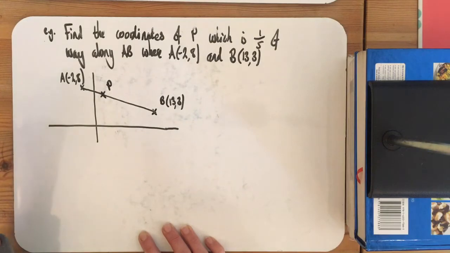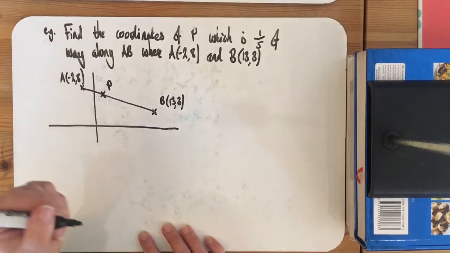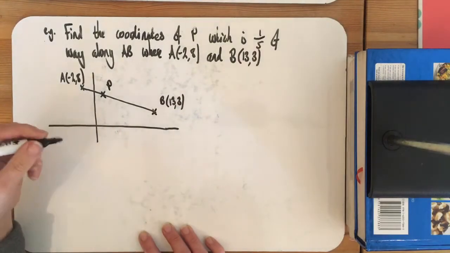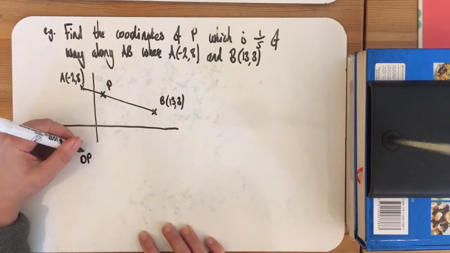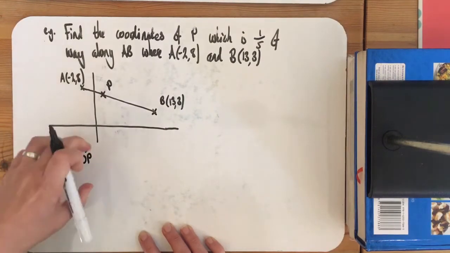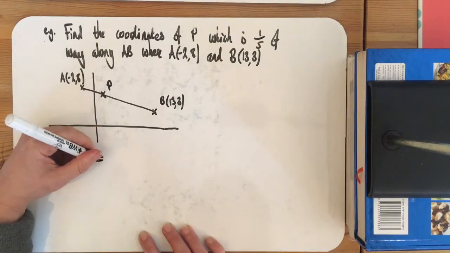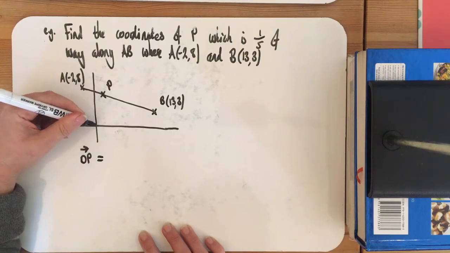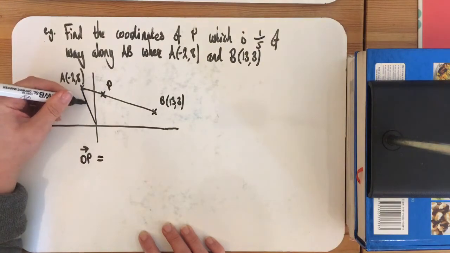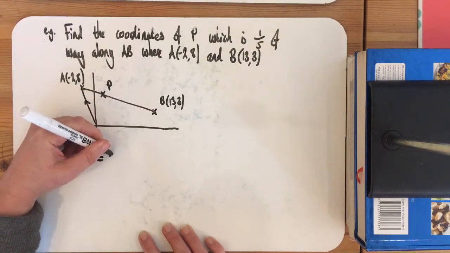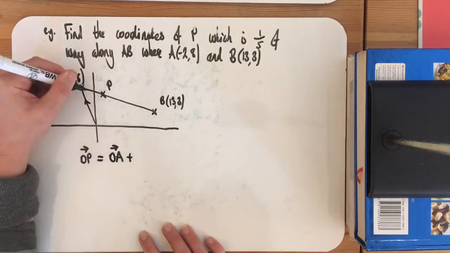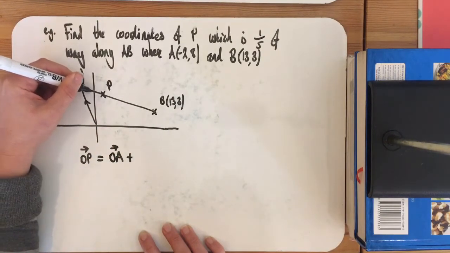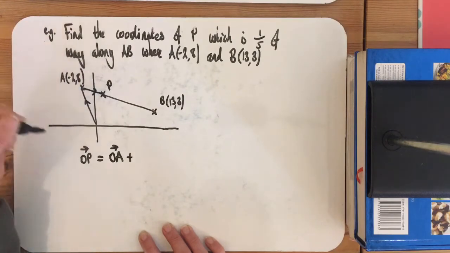So I know I've said this before, but when you're working with vectors, you need to be thinking about travelling along vectors. So if I can find the position vector of P, I can turn that into coordinates, and the position vector of P is going to be the position vector of A plus 1/5 of the way along AB.